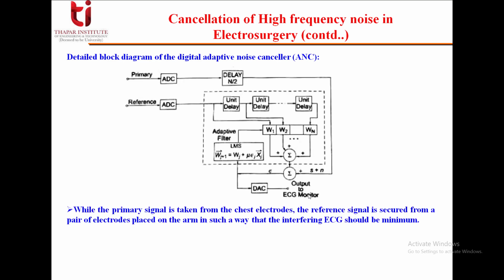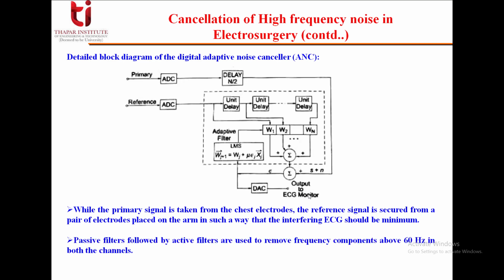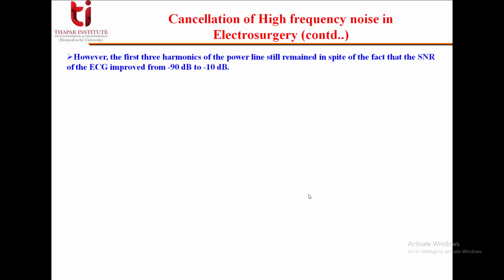So while the primary signal is taken from the chest electrodes, the reference signal is secured from a pair of electrodes placed on the arm in such a way that the interfering ECG should be minimum. Passive filters followed by active filters are used to remove frequency components that are above 60 Hz in both the channels. However, in this, the first three harmonics of the power line still remain in spite of the fact that the SNR of the ECG improved from minus 90 decibel to minus 10 decibel.